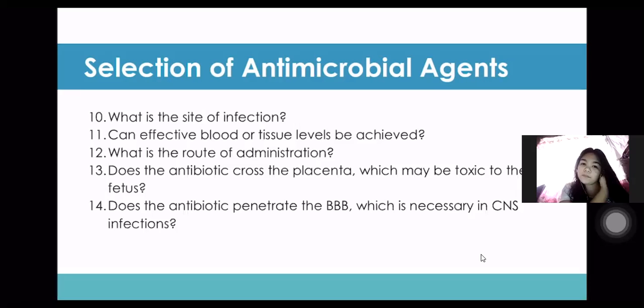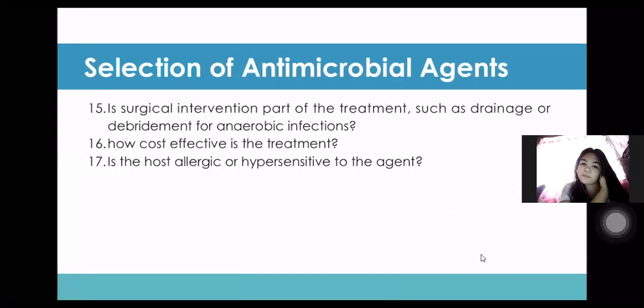Number 14, does the antibiotic penetrate the blood-brain barrier, which is necessary in CNS infections? Like for example, CNS infections, meningitis. And then number 15, is surgical intervention part of the treatment, such as drainage or debridement for anaerobic infections? Number 16, cost-effective treatment. And number 17, is the host allergic or hypersensitive to the agent.